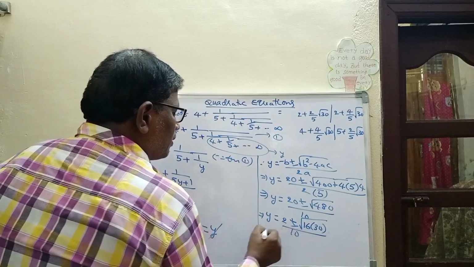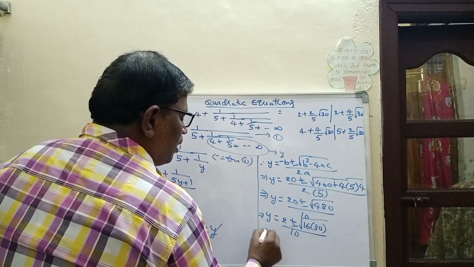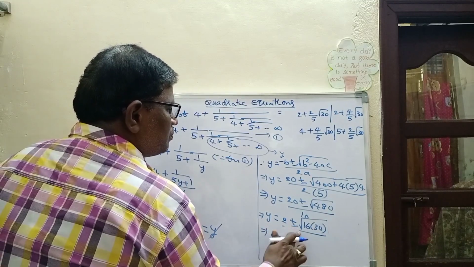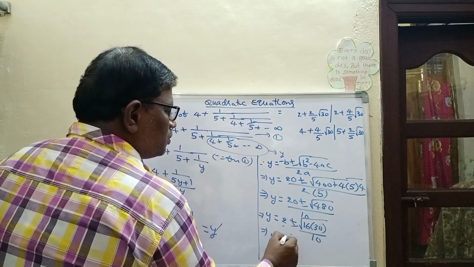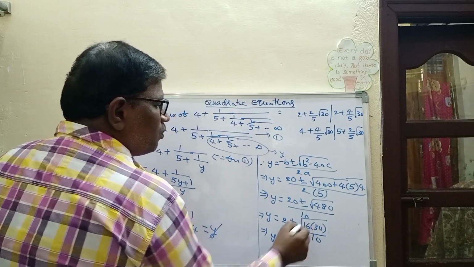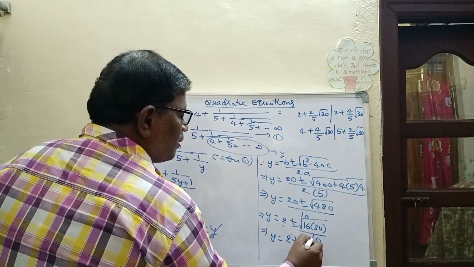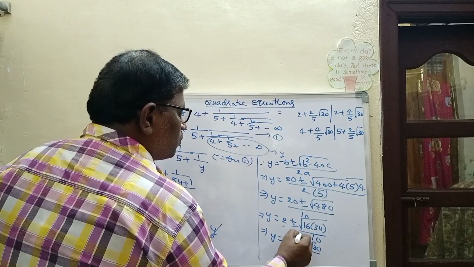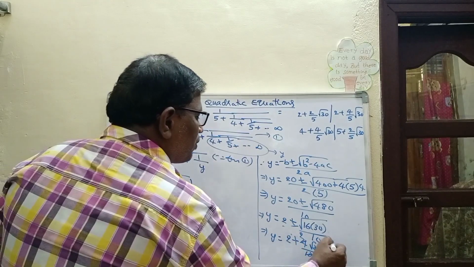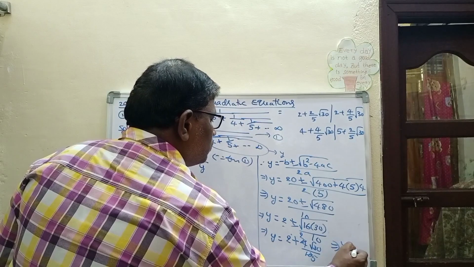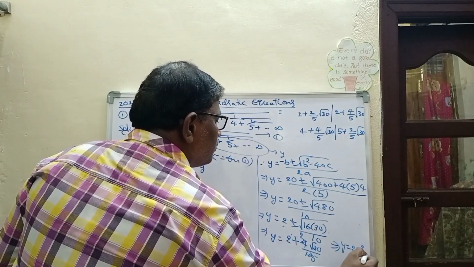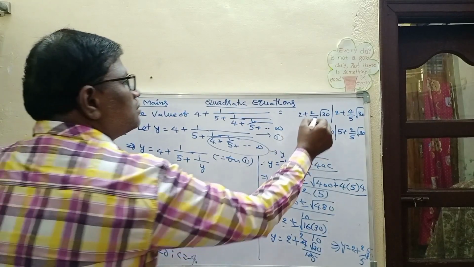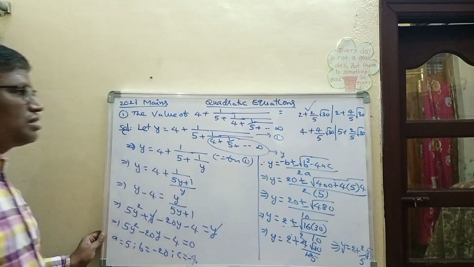Since y is always positive, this is nothing but 2 plus only root 16 means 4, root 30 divided by 10, 2 2s are 2 5s are. So from this, finally we get the answer 2 plus 2 by 5 under root 30. So the answer is option 1, which is the correct answer.